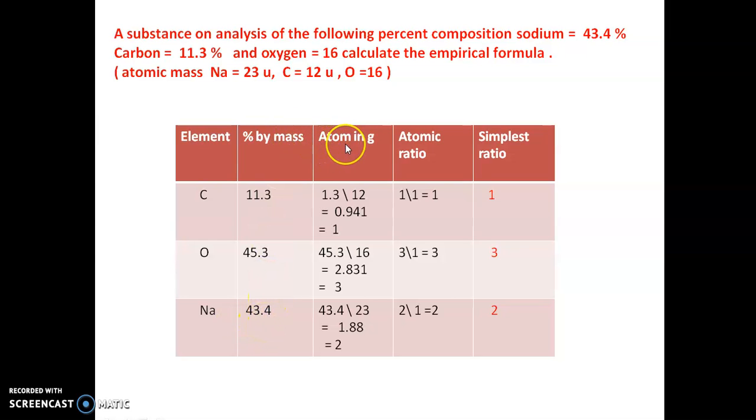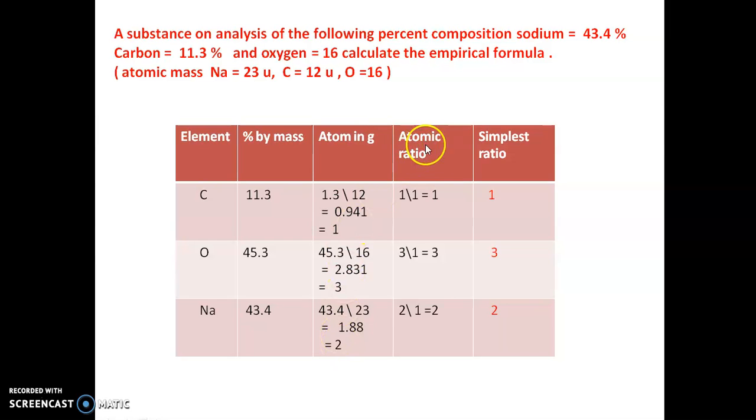Okay, so we first have to calculate atom in grams. For that, 11.3 upon 12, where 12 is the atomic mass, comes out to be 1. 45.3 upon 16 comes out to be 3, and 43.4 upon 23 comes out to be 2.